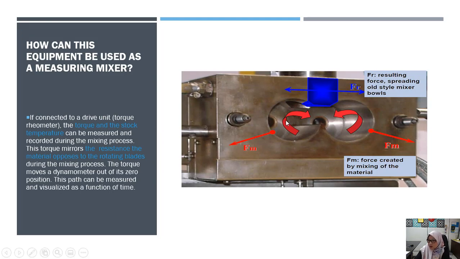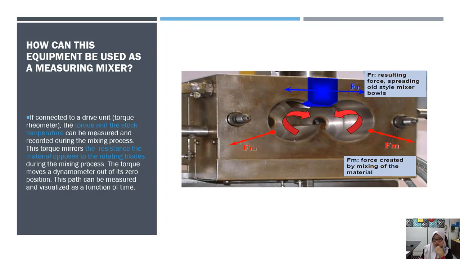This figure shows you the mixing chamber. It has two blades to help mix your polymer. It is connected to a drive unit, or we call it a torque meter, where the torque and the stock temperature can be measured and recorded during the mixing process. When you put everything in, you set the temperature, and you can see the torque in real time. You can record it and see the graph of the torque.